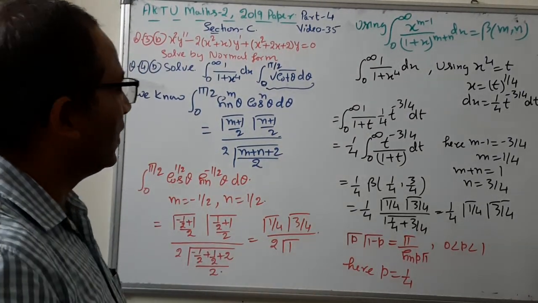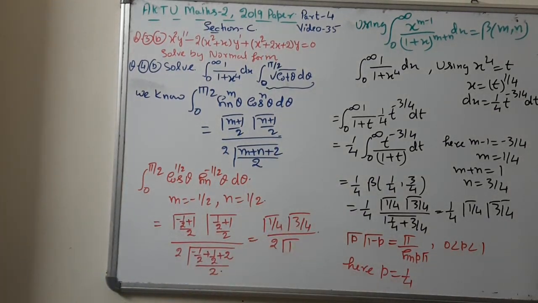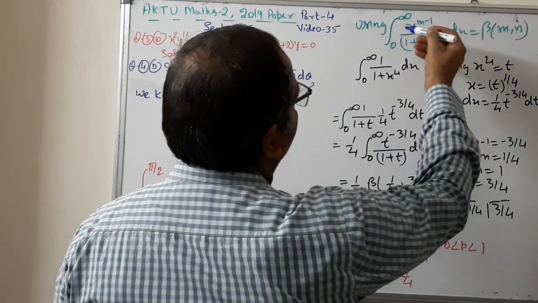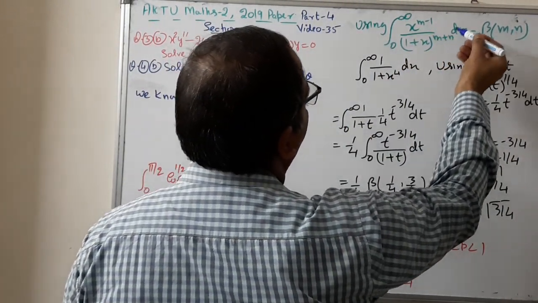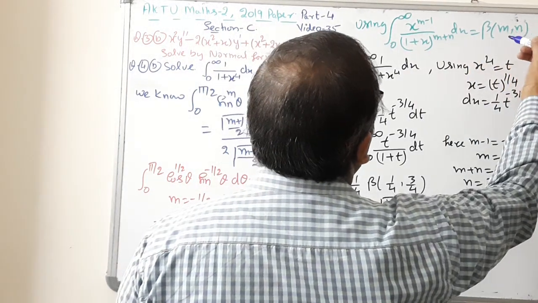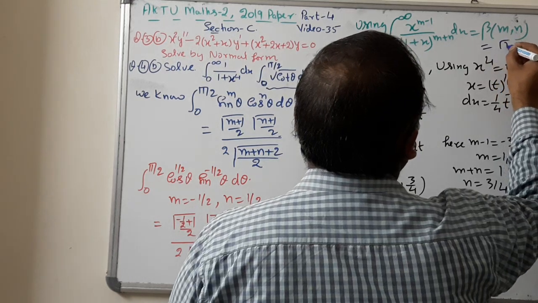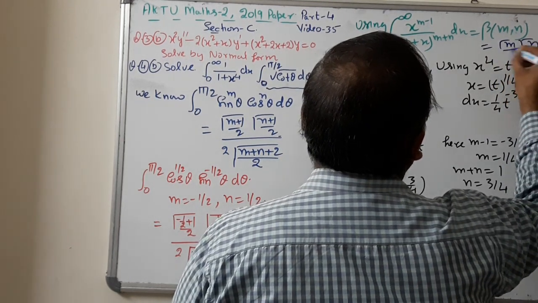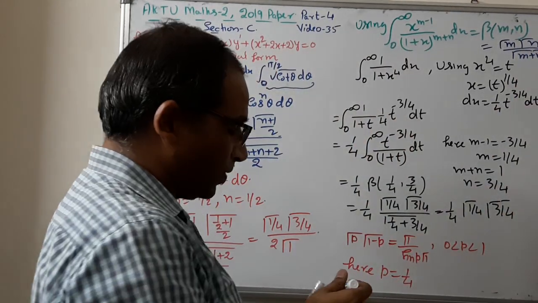Now we come to the second integration. The second integration is 0 to infinity, 1 upon 1 plus x to the power 4, dx. So for solving this, we will use this formula: integral from 0 to infinity of x to the power m minus 1 upon (1 plus x) to the power m plus n dx. And the value of this is beta of m, n, and the value of beta m, n is equal to gamma m gamma n upon gamma of m plus n. We will use this formula.